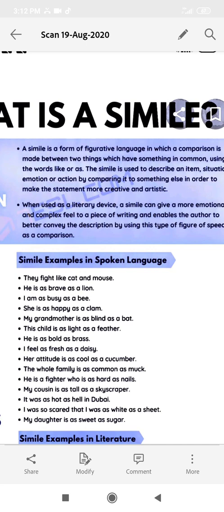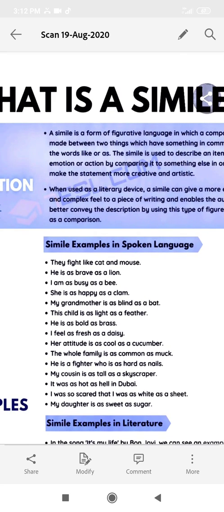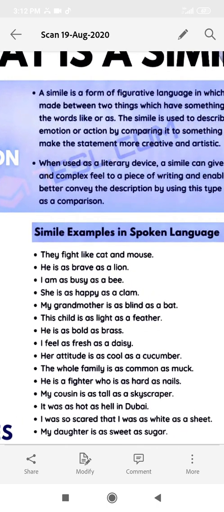Okay, let's see the examples given here. See the first example. They fight like cat and mouse. They fight like cat and mouse. So they refers here to some people. So they are like cat and mouse.